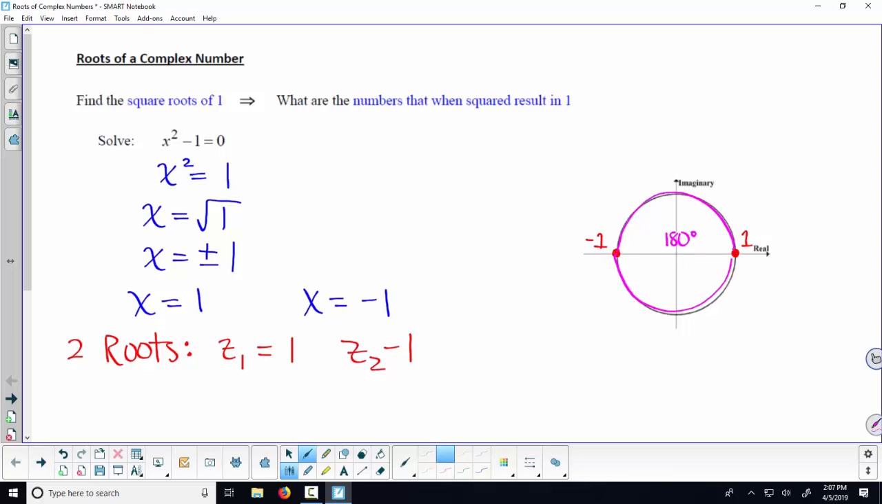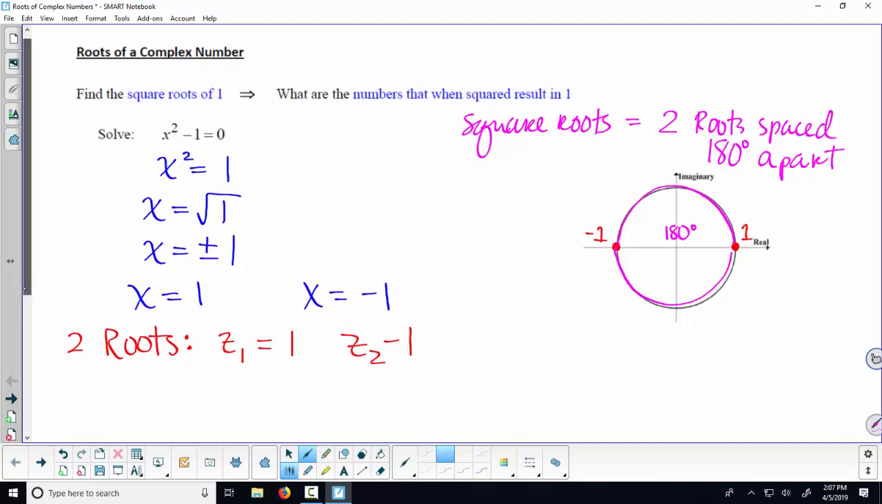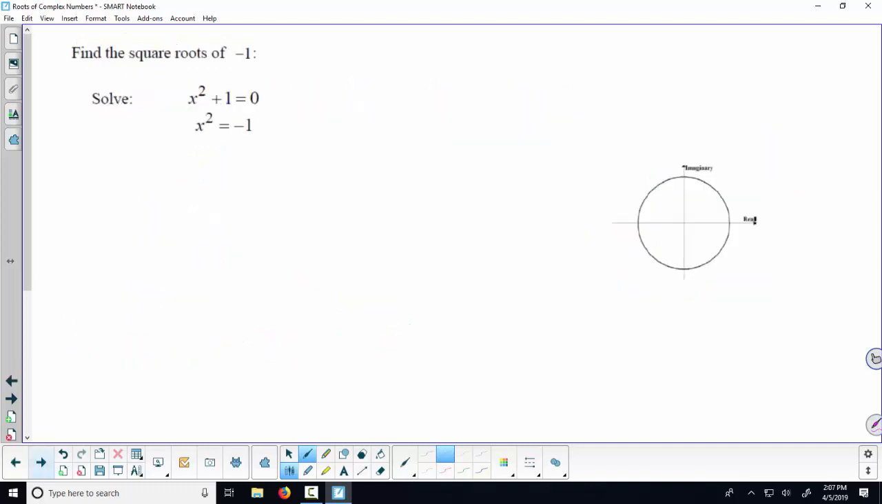So we say that if we're trying to find square roots of any complex number, there will be two of them, and they are spaced 180 degrees apart, which is basically 360 divided by 2. Okay? All right, so we don't really need trig for that, but we could do it using trig form of 1 if we wanted to. Okay, let's look at finding the square roots of negative 1.